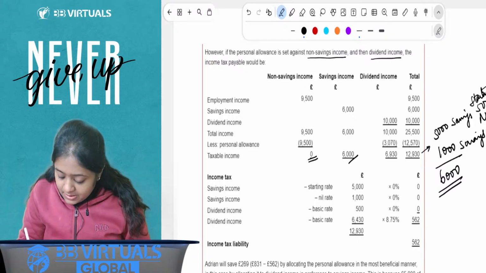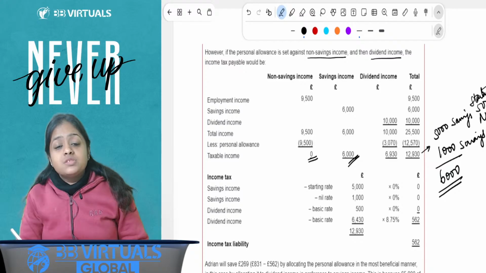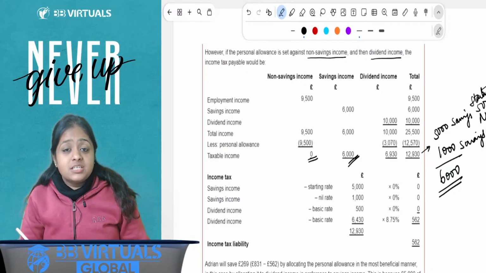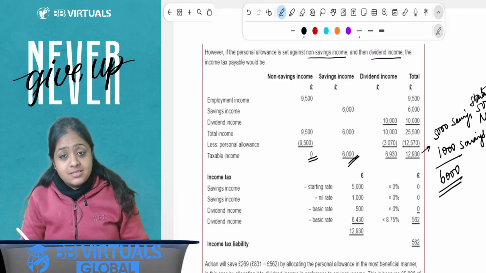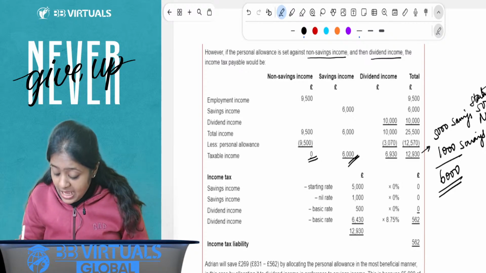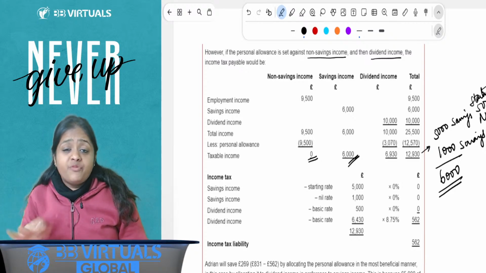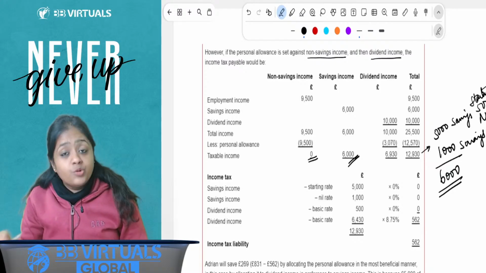What is the savings income? 6,000. So instead of using the PA against savings income, as it is fully covered by the nil rate bands, I will leave it for savings income and I will apply it to dividend income.